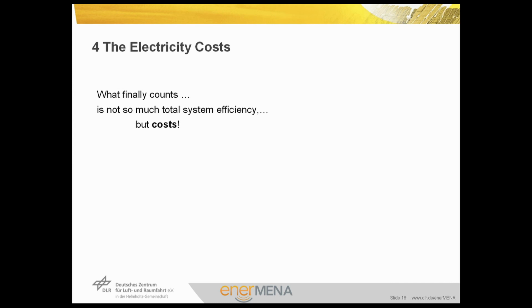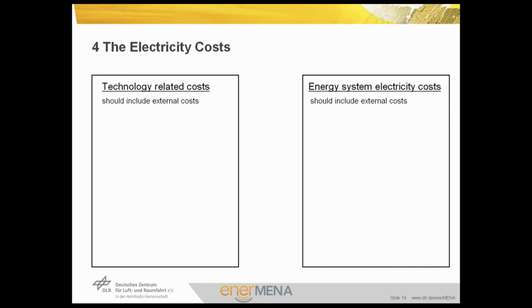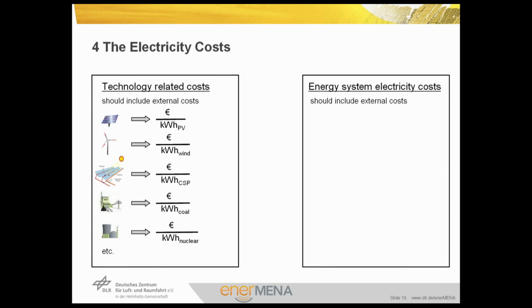In the last slides, I have talked about efficiencies. However, the parameter which mostly is decisive for a power project is the electricity generating cost. More precisely, the levelized electricity cost. It is the ratio of total annual costs and annual electricity produced, which we can express as euro or dollar per kilowatt hour. We can distinguish between technology-related costs and energy system costs. The cost figures should both include external costs. Examples for technology-related costs are, for example, the LEC for a specific PV project, a specific wind or CSP project, or even for a fossil or nuclear power plant, and so on.